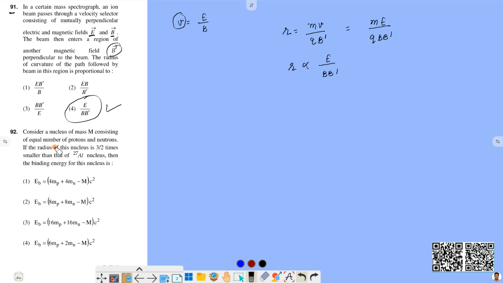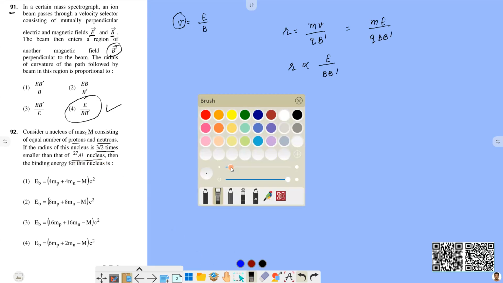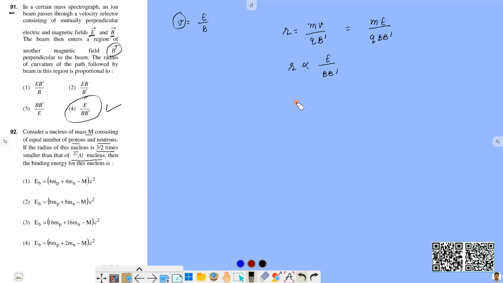Now coming to the next one. Consider a nucleus of mass m consisting of an equal number of protons and neutrons. If the radius of the nucleus is 3 by 2 times smaller than that of the 27 aluminium nucleus, then the binding energy of this nucleus is. So basically we have to find out the mass number of the nucleus.